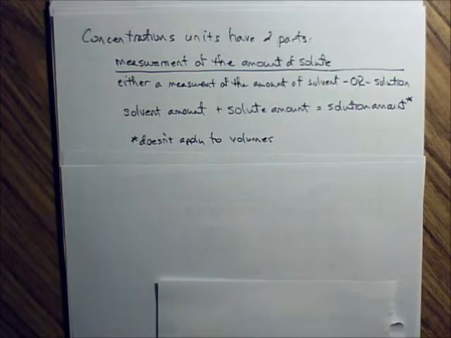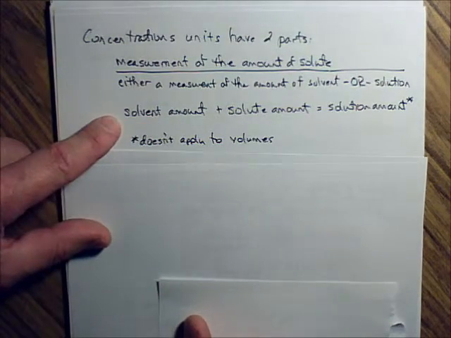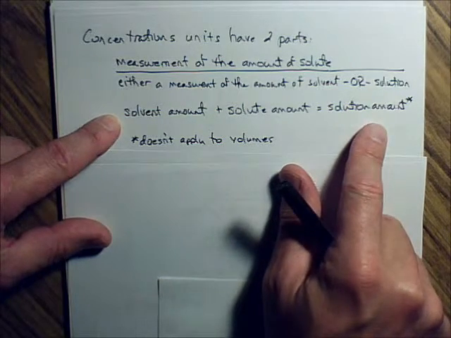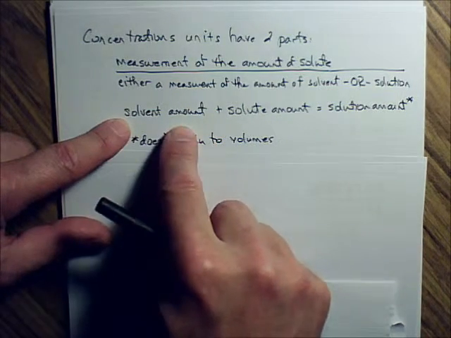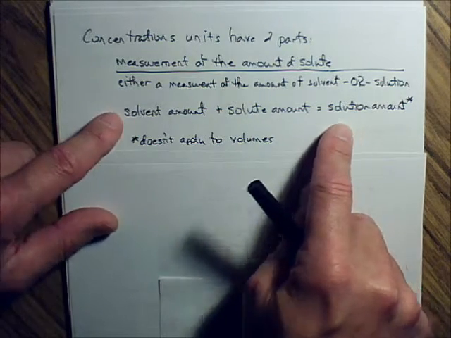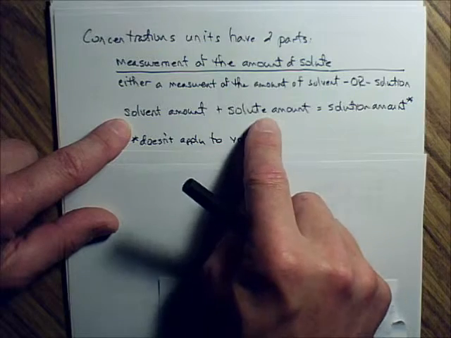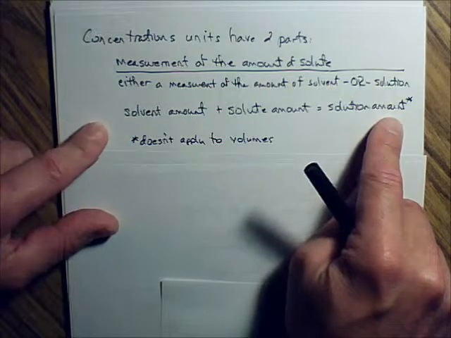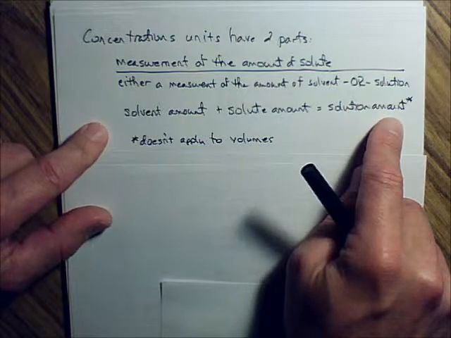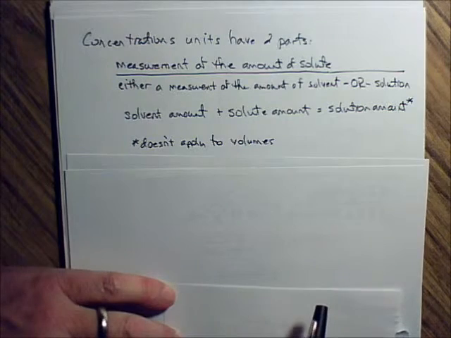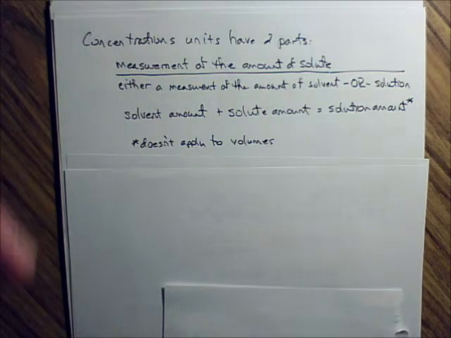It applies to mass. I can add the mass of the solvent and the mass of the solute and get the solution mass. It applies to moles. I can add the solvent moles and the solute moles and get the solution moles. But I can't add the volume of the solvent and the volume of the solute and get the volume of the solution. Can't do it, not possible. Okay? And let me sort of explain that. It seems kind of counterintuitive, meaning it runs against what seems like common sense.